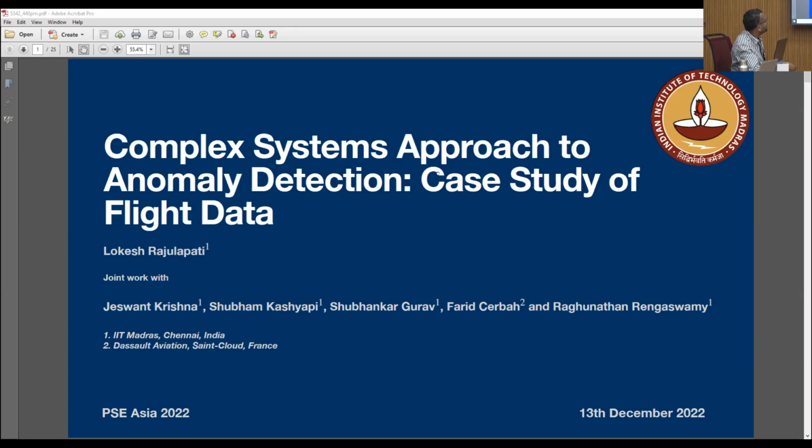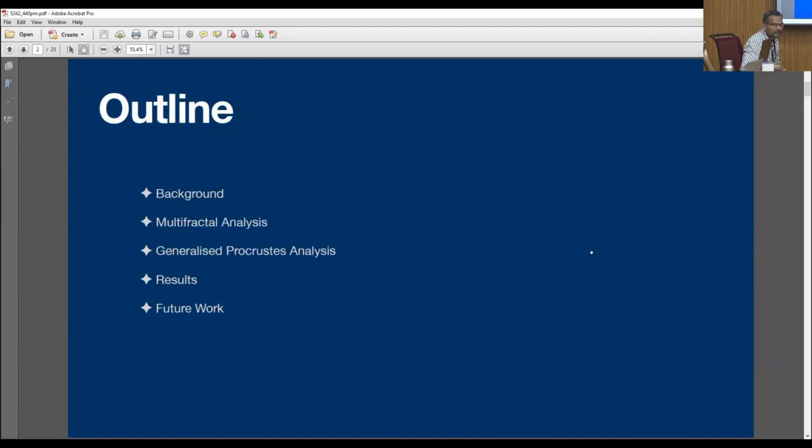So, this is joint work with Dassault Aviation. The data set that we got is from Dassault Aviation. I will give a background of the project, then talk about some of the techniques that we use here, about multifractal analysis, and why we think it's useful here. We're going to use a technique called generalized progressive analysis. I will go briefly over it and I can go into mathematical details towards the end if somebody needs. And then walk you through some results and future work.